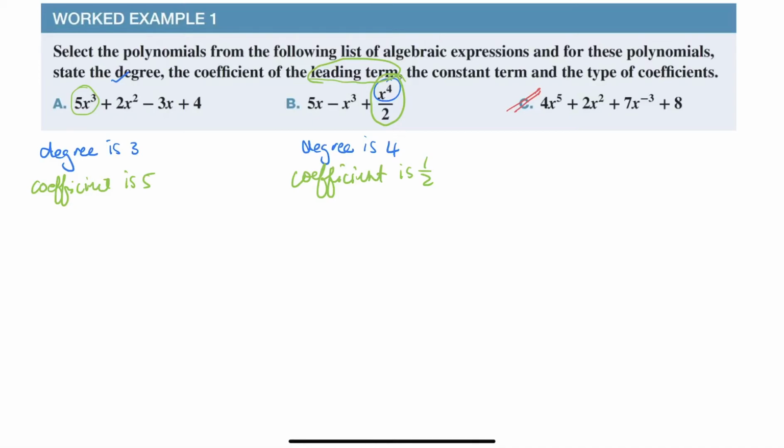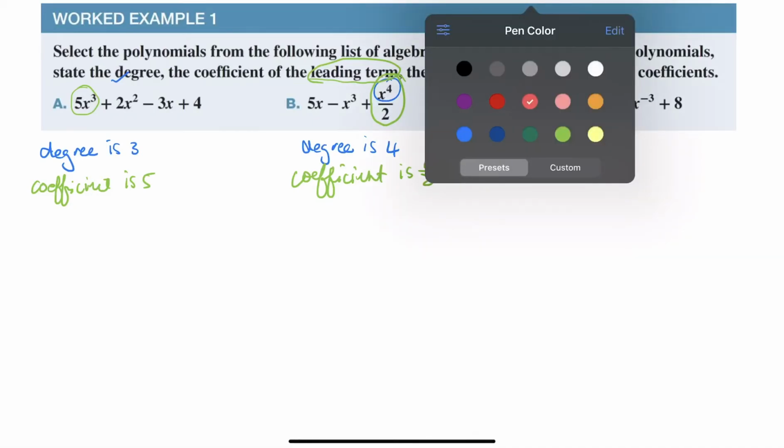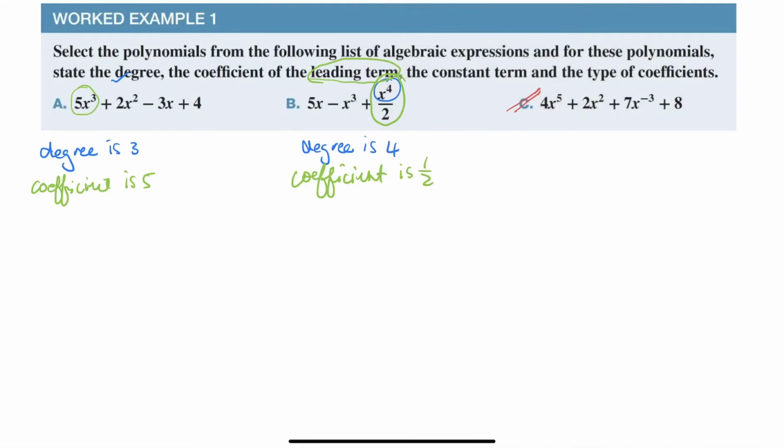They ask us now to take another color, let's take orange. What is the constant term? The constant term is the term that doesn't have any x value. So if you look at our first expression, this value does not have any x. So the constant is 4. And in this one, there's an x, there's an x cubed, there's an x to the power 4. So in this case, there's no constant in b, so the constant is 0.